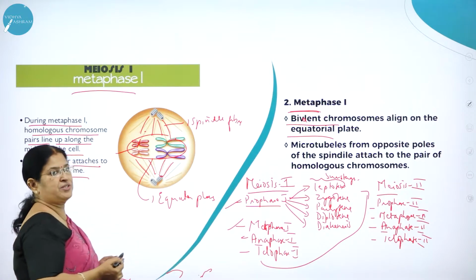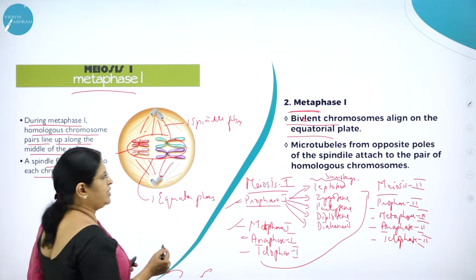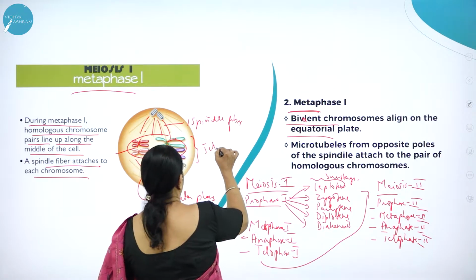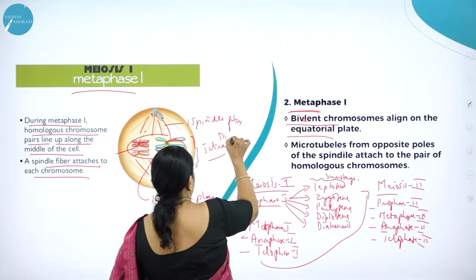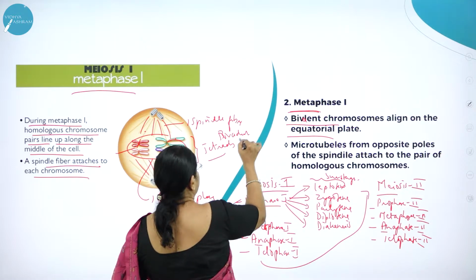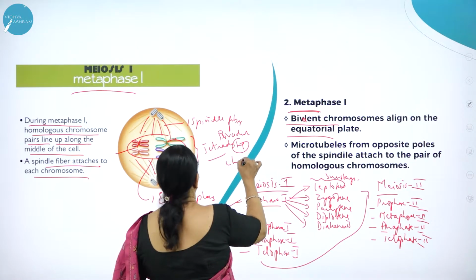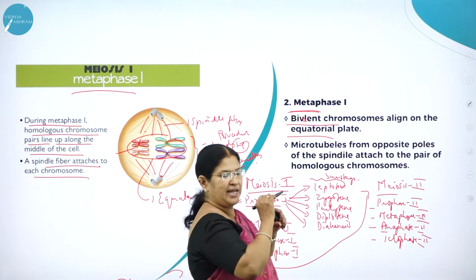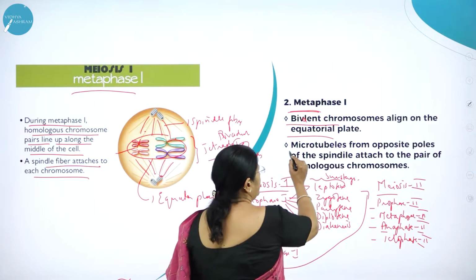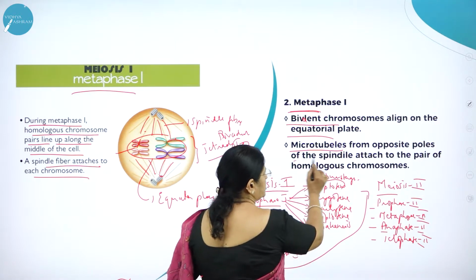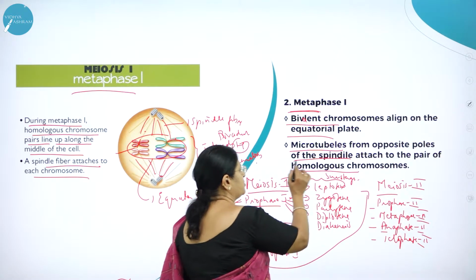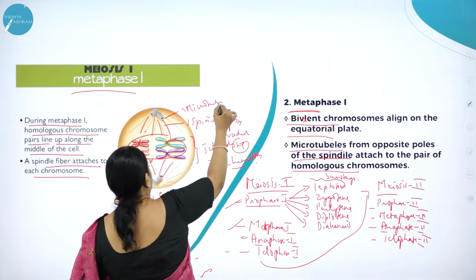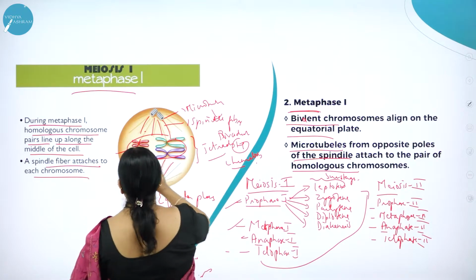So what are the features of metaphase 1 and bivalent chromosomes? Bivalent means tetrad. Bivalents, or we can use the word tetrads. Tetrads means 4 chromatids. So bivalent chromosomes align on the equatorial plate, and microtubules from opposite poles of the spindle attach to the pair of homologous chromosomes. Here you can see the microtubules with the spindle fibers. That is the significance.